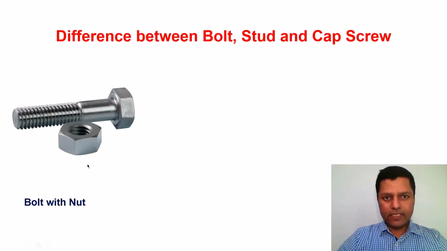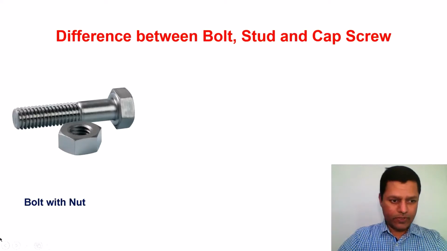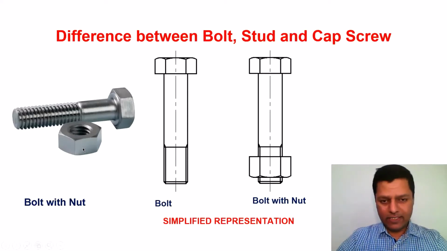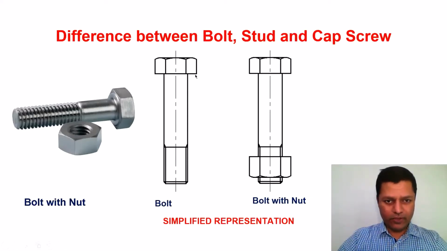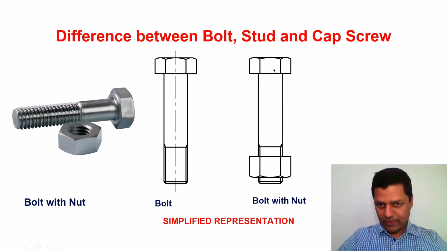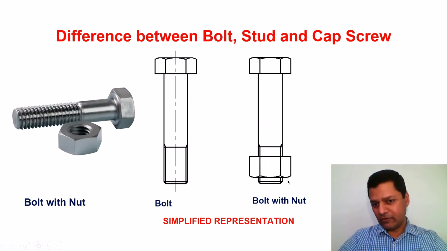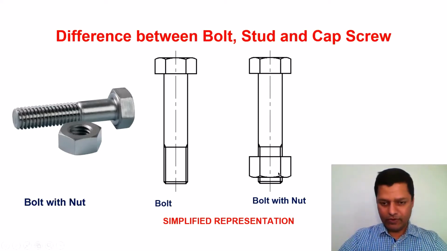First let's understand the difference between bolt, stud and the cap screw. So this is a bolt. Whenever we say bolt, it comes with a nut. This is the simplified representation of the bolt. We have already drawn this external thread representation. In the last class we drew the external thread bolt with the hexagonal head and also the nut. The nut can move along the threaded length of the bolt. We generally take the position of the nut 5 millimeters from the end of the bolt.